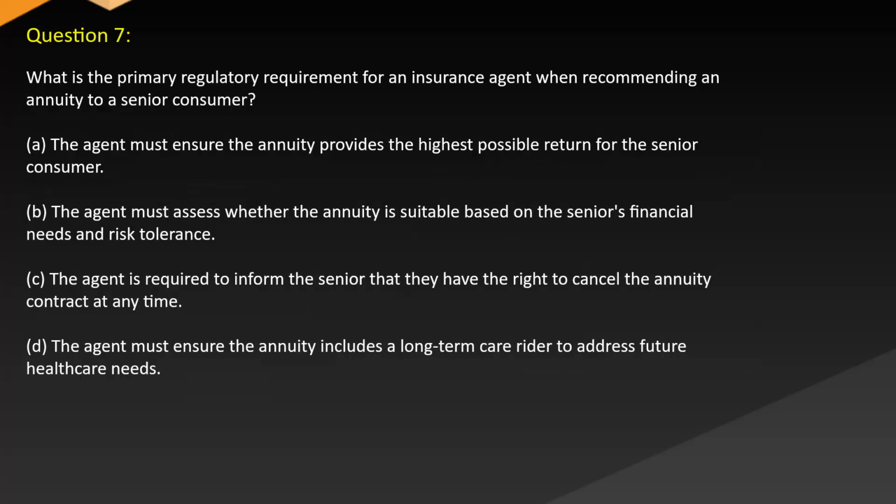Question 7. What is the primary regulatory requirement for an insurance agent when recommending an annuity to a senior consumer? A. The agent must ensure the annuity provides the highest possible return for the senior consumer. B. The agent must assess whether the annuity is suitable based on the senior's financial needs and risk tolerance. C. The agent is required to inform the senior that they have the right to cancel the annuity contract at any time. D. The agent must ensure the annuity includes a long-term care rider to address future healthcare needs.